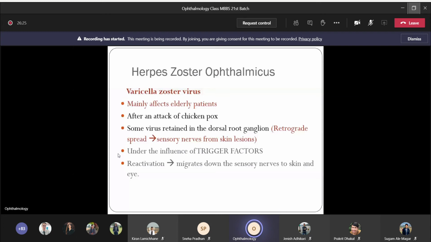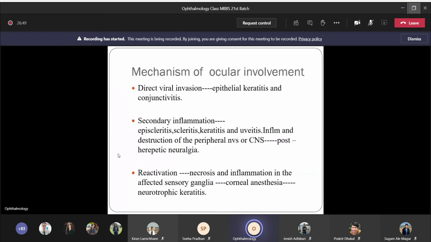So in herpes zoster ophthalmicus, you have to remember it's elderly patients who are more affected, and it usually takes place after an attack of chickenpox. Since the sensory nerves which supply the skin and eye are affected, both skin lesions and eye lesions take place. First and foremost are the skin lesions, followed by the ocular lesions.